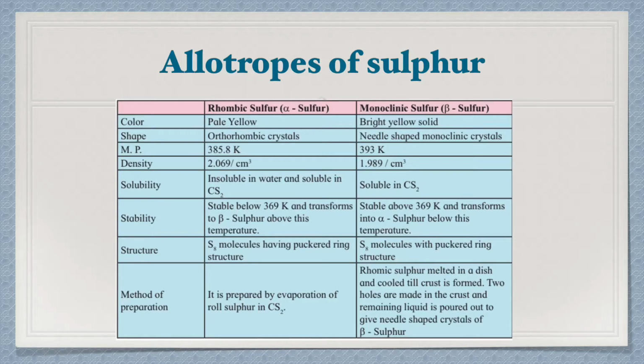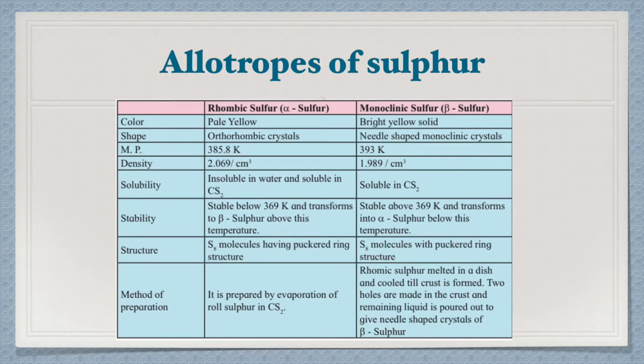Rhombic sulfur will be what? Stable below, and if the temperature exceeds it, it will turn to beta sulfur. In a similar way, monoclinic sulfur above this temperature will be stable, but below it will turn to alpha sulfur. So hopefully it is clear. Next one is the structure. Both have the same structure with S8 molecules, that is, they have a puckered ring structure.